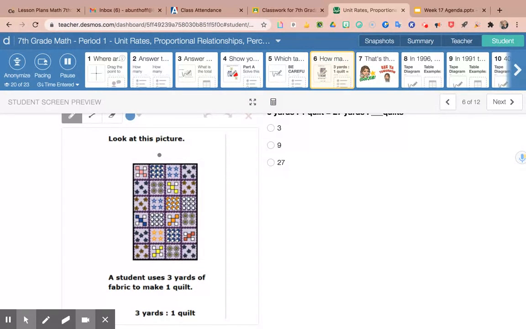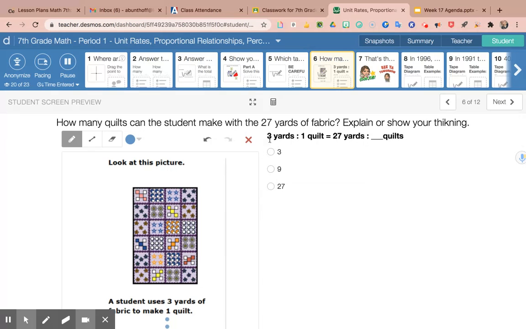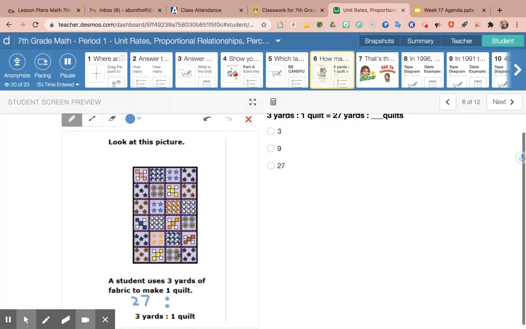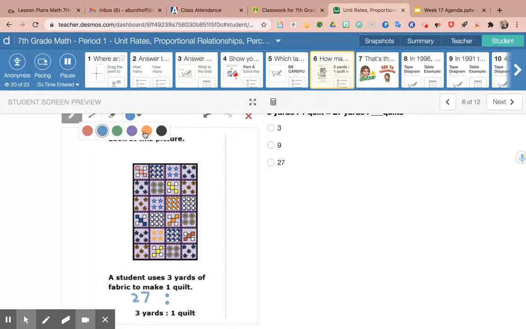Then number 6, it says, look at this picture. A student uses 3 yards of fabric to make 1 quilt. What if the student has 27 yards of fabric? How many quilts can she make then? If 3 yards makes 1, how many quilts does 27 make? To go from 3 to 27, what do I multiply by? Whatever I multiply by, I'm going to multiply 1 by the same thing.